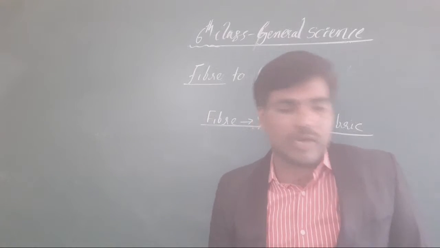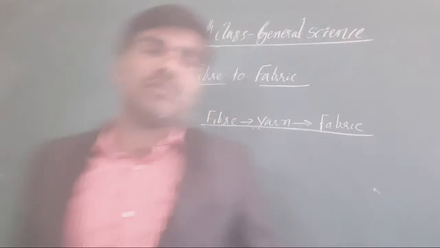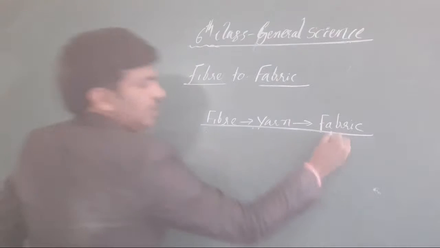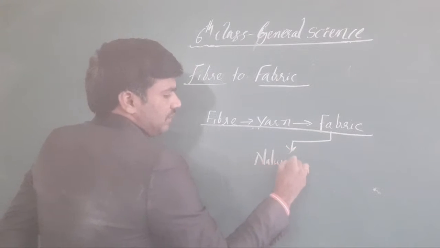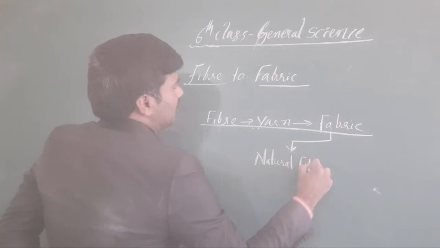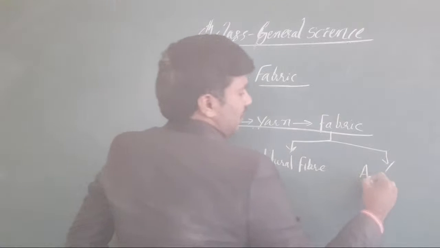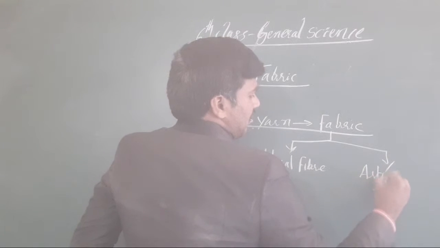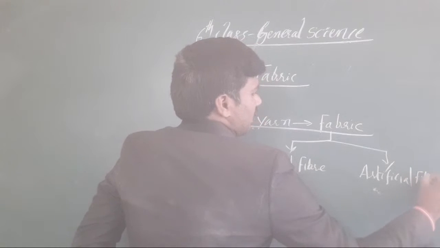Fibers are mainly classified into two types. What are the two types? The fibers are classified into two types. One is the natural fiber. Another one is the artificial fiber.